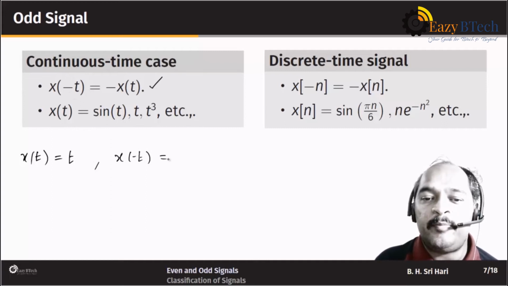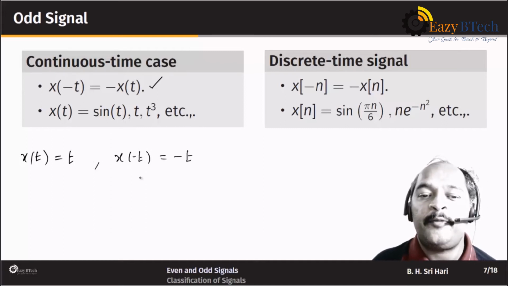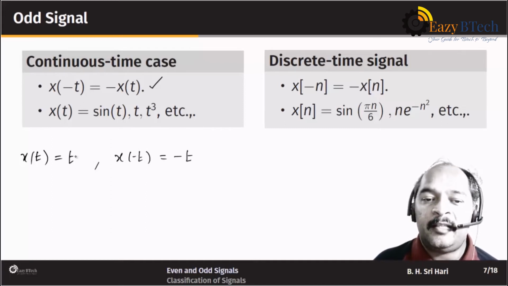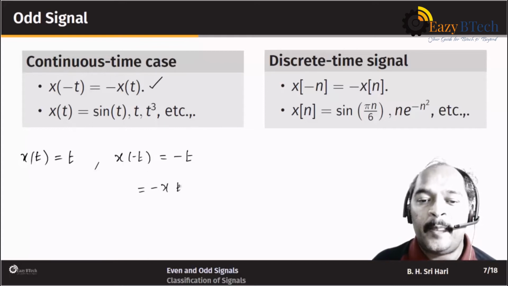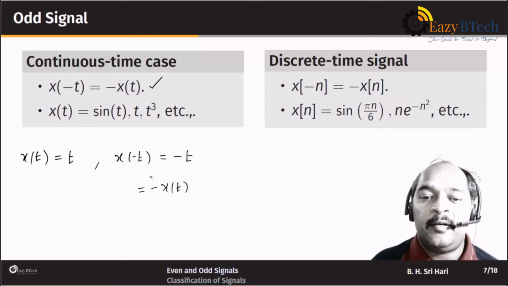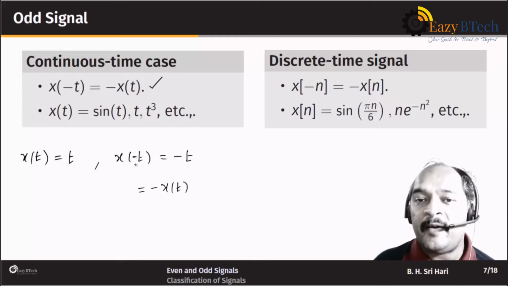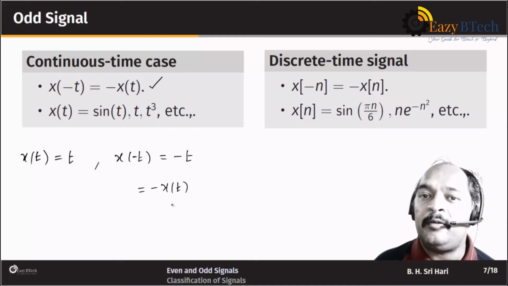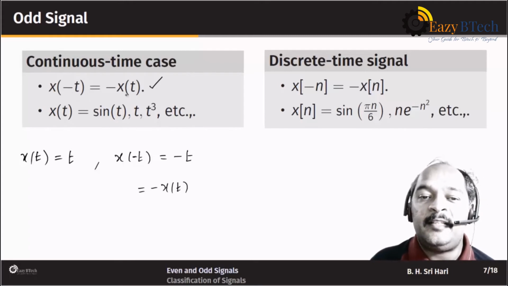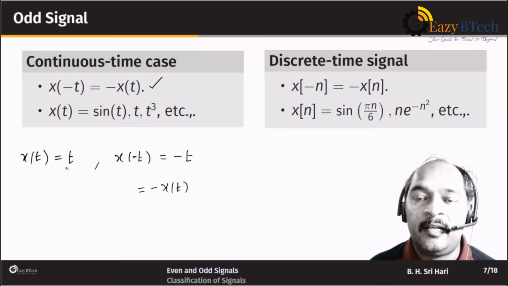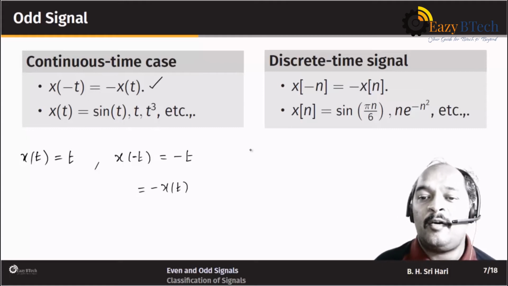Wherever there is t, replace it with minus t. So we get minus t. We have t here, and that t should be replaced with minus t. But we know that t is nothing but our x of t, and hence this is equal to minus x of t. So we have got x of minus t equal to minus x of t, which is nothing but this condition, and hence we say that the signal x of t equal to t is an odd signal.